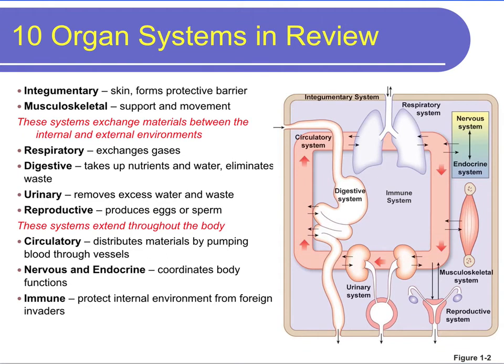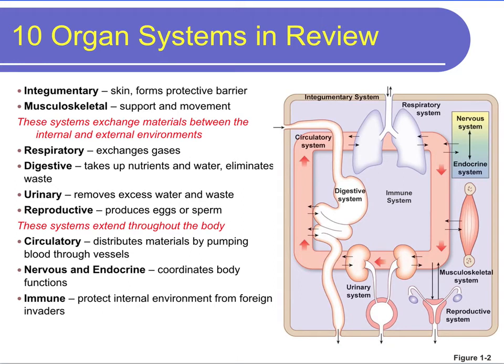Now, here are the 10 organ systems we will be discussing in this course. So the first that's listed is the integumentary system, which really is your skin. It forms that protective barrier from the outside world. Then we have your musculoskeletal system, your muscles, your skeleton. They are there for support and movement.